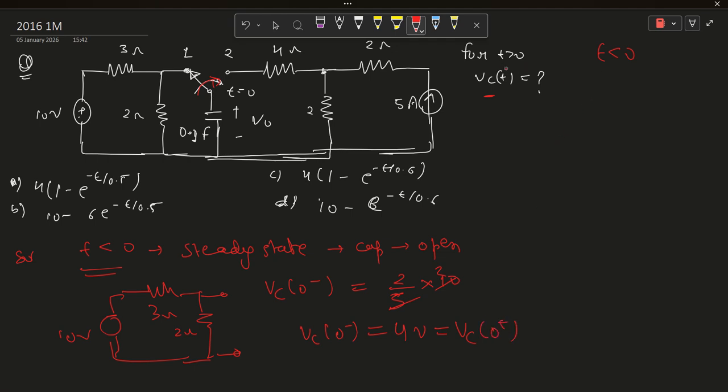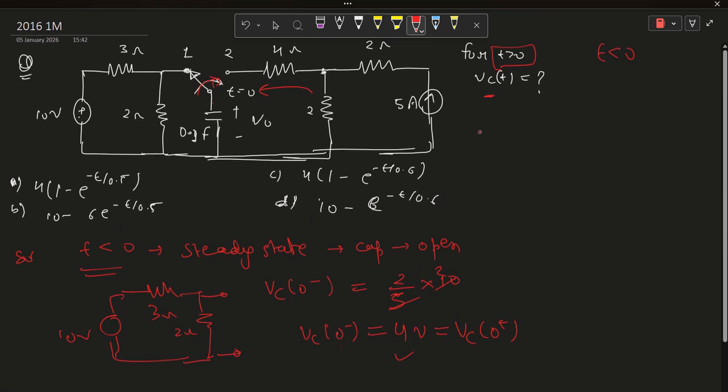It is applicable for t greater than 0, meaning at 0 plus the voltage would not change, as no impulse current will flow, since there is some resistance connected between the capacitor and the current source. So no sudden change occurs in the capacitor, and at 0 minus and 0 plus the voltage is the same.